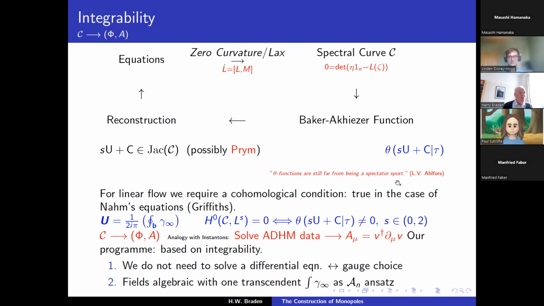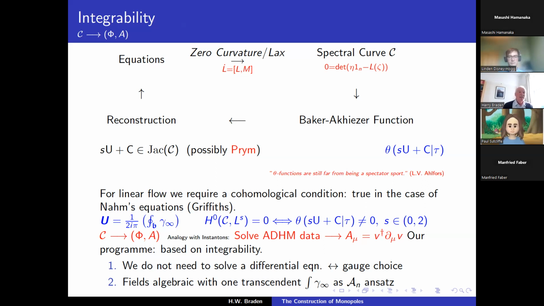Ahlfors some time ago wrote that theta functions are far from being a spectator sport, and I think that quote is as true today as it ever was. Now, I've done something here that I should say isn't obvious, and it's not necessarily true. What you want to do, and what happens in the monopole setting, is that the nonlinear equations that we have over here, we ideally would like to be able to relate to a straight line flow on this torus, this Jacobian.